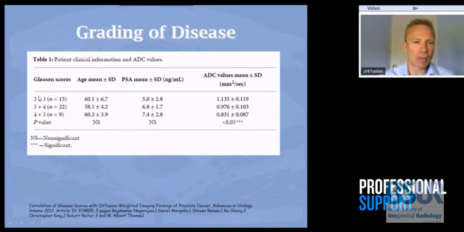So if you look in the column here on the left, Gleason 3+3, the ADC is 1.1, Gleason 3+4, 0.97, and Gleason 4+3, 0.8. And that was a significant difference. So the higher the Gleason score, the lower the ADC value. So basically, the higher Gleason score tumours look blacker on the ADC map.